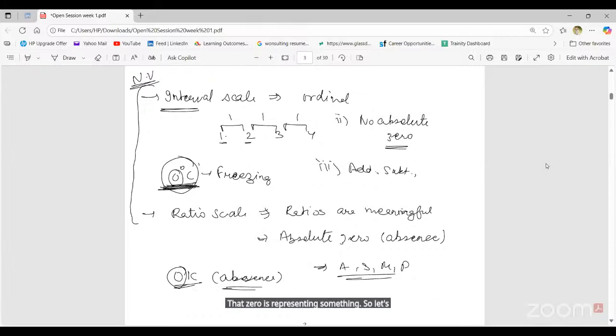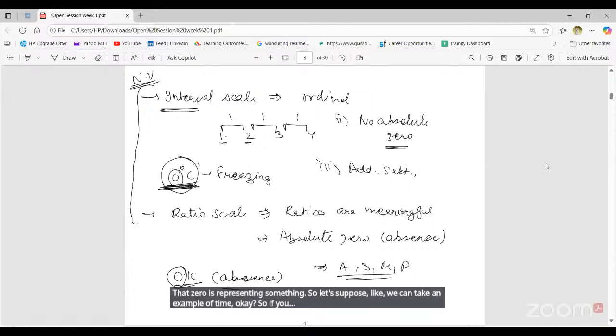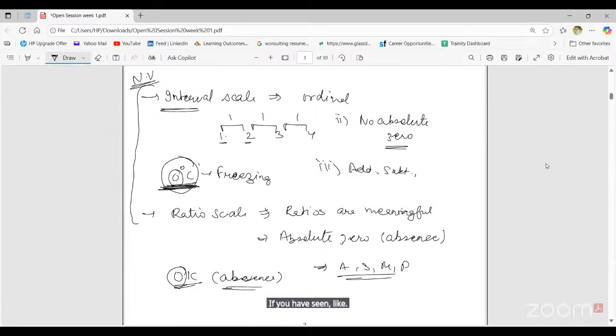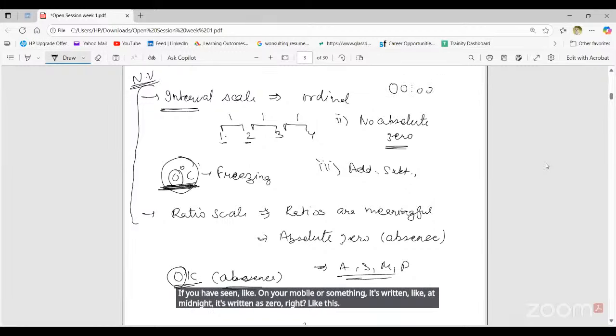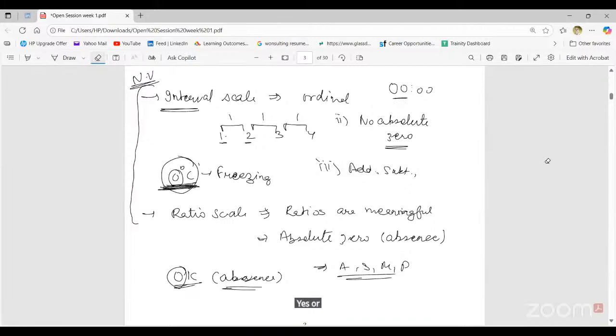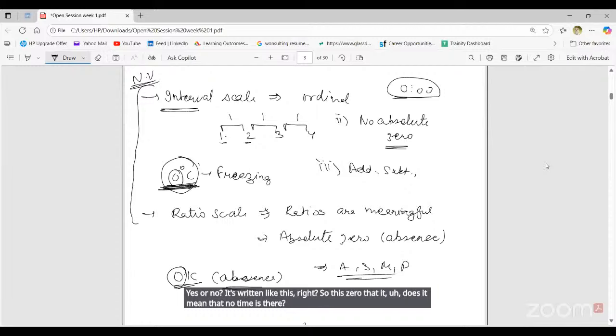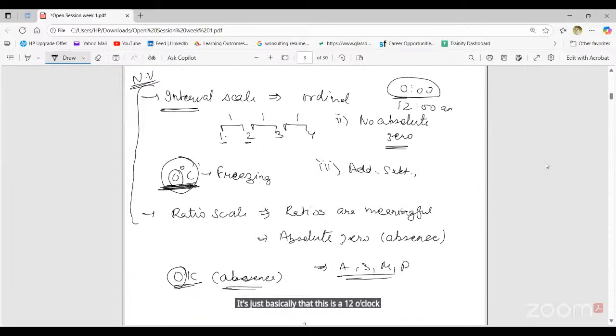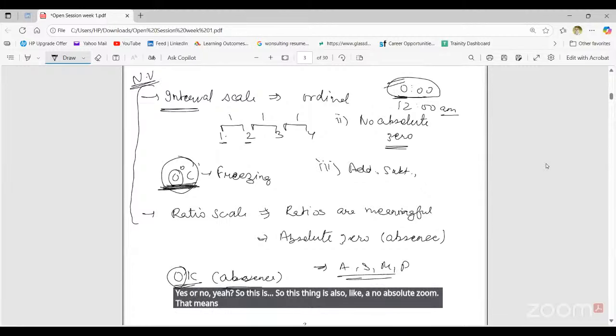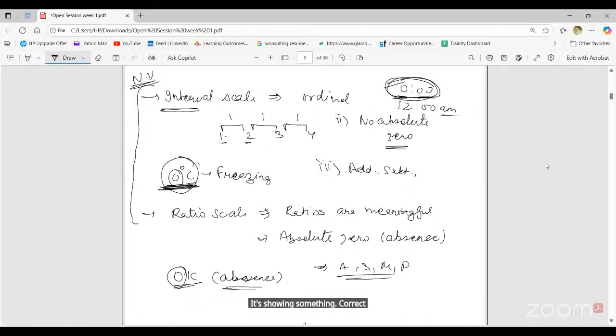So let's suppose we take an example of time. If you have seen on your mobile, at midnight it's written as zero, right? Like this. Yes, ma'am. So does this zero mean that no time is there? It's just basically the 12 o'clock a.m. Correct? Yes, ma'am. So this thing is also a no absolute zero. That means zero is representing something. It's 12 a.m. It's showing something. Correct?